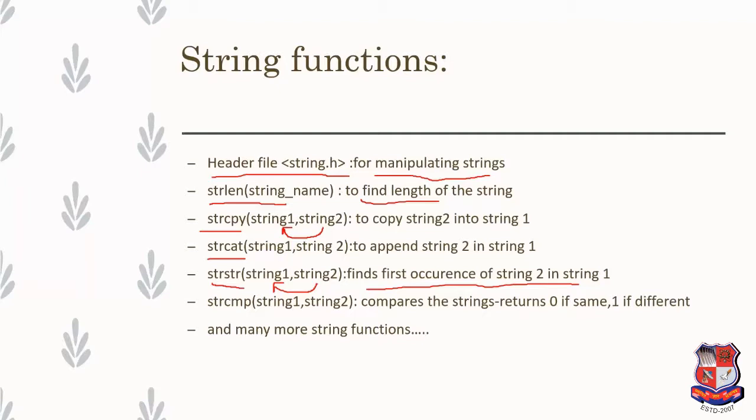Next one is string compare, the short form strcmp. It compares both the strings. If these strings are similar, it returns 0. If these strings are different, it returns 1. If the final output is 0, it means my strings are the same. If it is 1, then it means they are different. So those are the basic string functions. There are a lot of many more functions also, but these are the basic ones, most importantly asked in most of the examinations. Now we will see the example of these one by one.